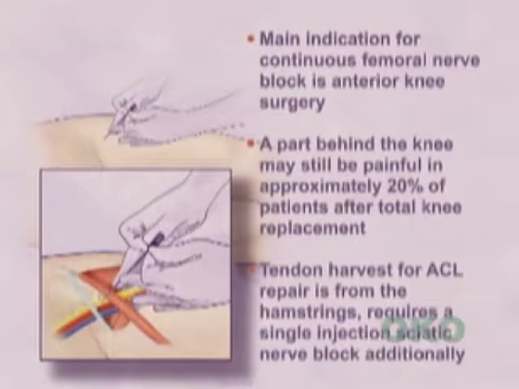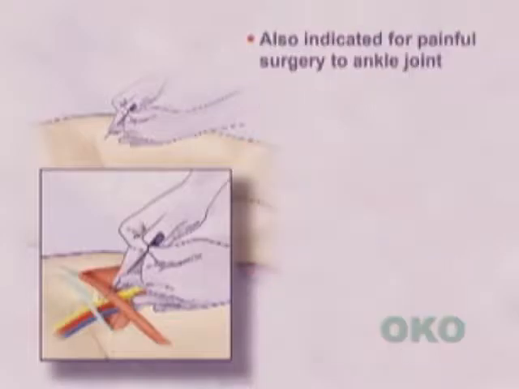If the tendon harvest for ACL repair is from the hamstrings, a single injection sciatic nerve block is also additionally needed. Continuous femoral nerve block is also indicated for painful surgery to the ankle joint, such as ankle arthroplasty and triple arthrodesis, in combination with a continuous sciatic nerve block.